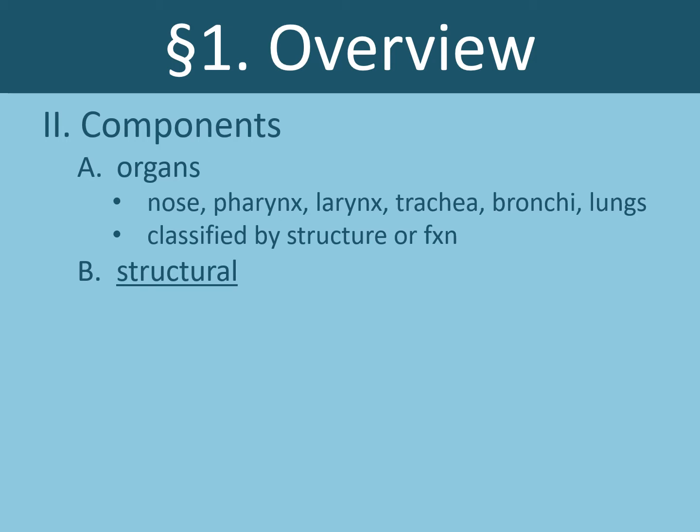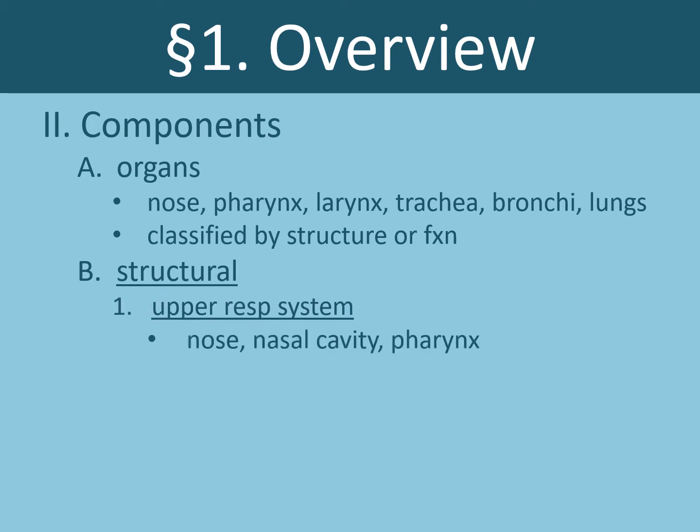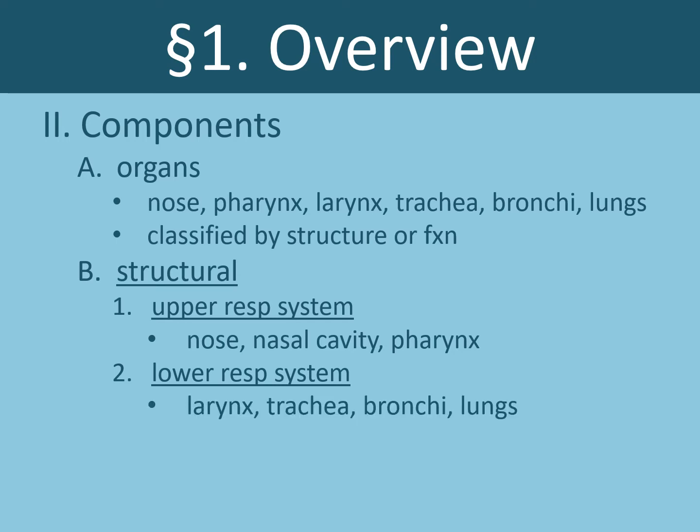We can divide the organs of the respiratory system into 2 categories based on their structure. First is the upper respiratory system, which is located superior to the lower respiratory system, and this includes our nose, nasal cavity, and pharynx. The second half is the lower respiratory system and includes the larynx, trachea, bronchi, and lungs. Note that some texts and some sources will categorize the larynx as part of the upper respiratory system. For my course, we'll include the larynx as part of the lower respiratory system.